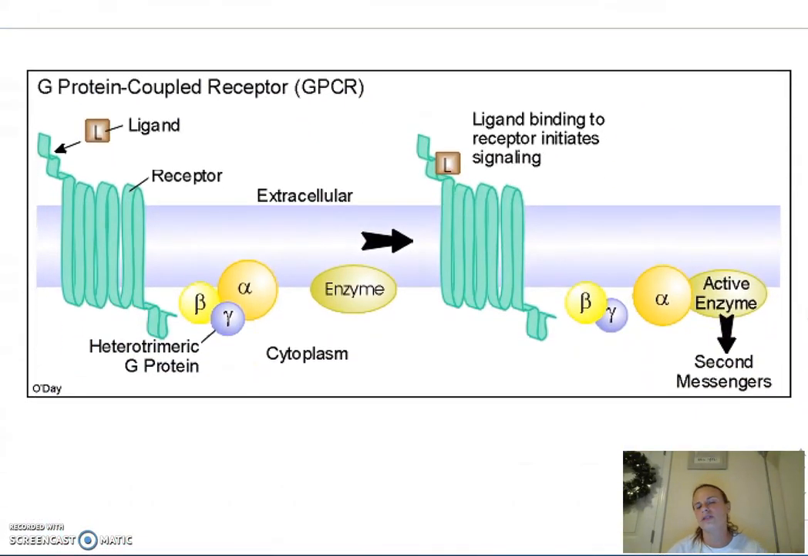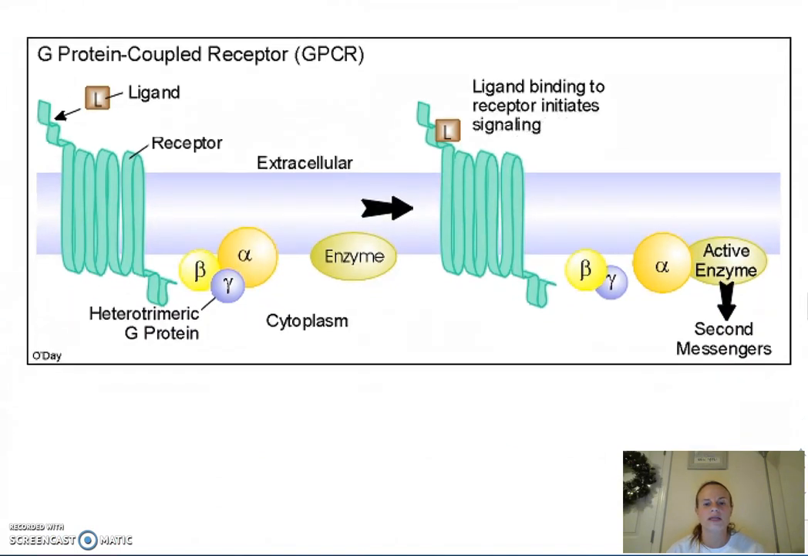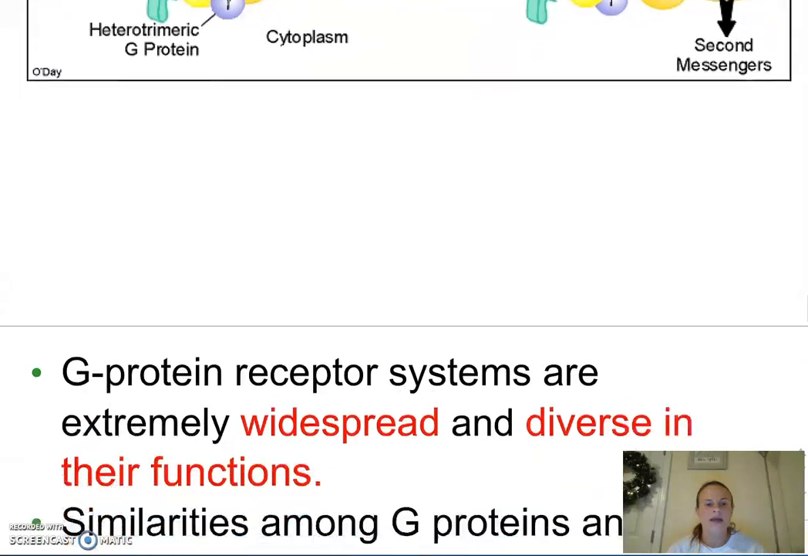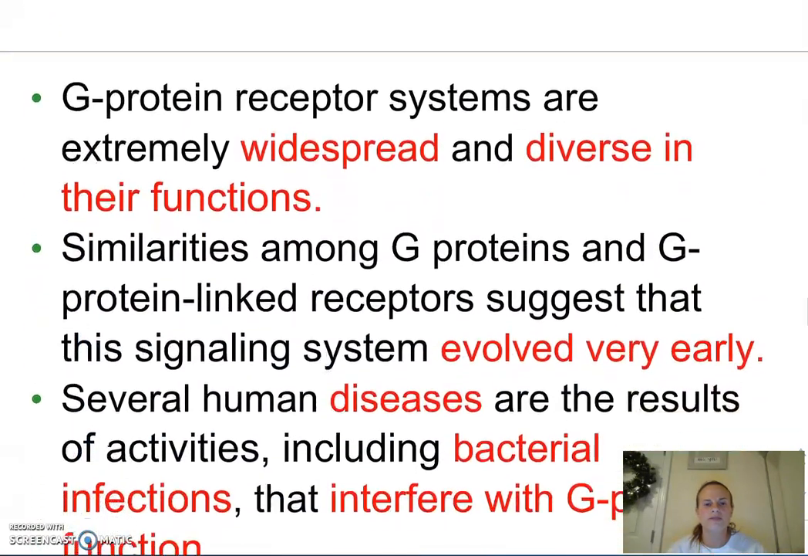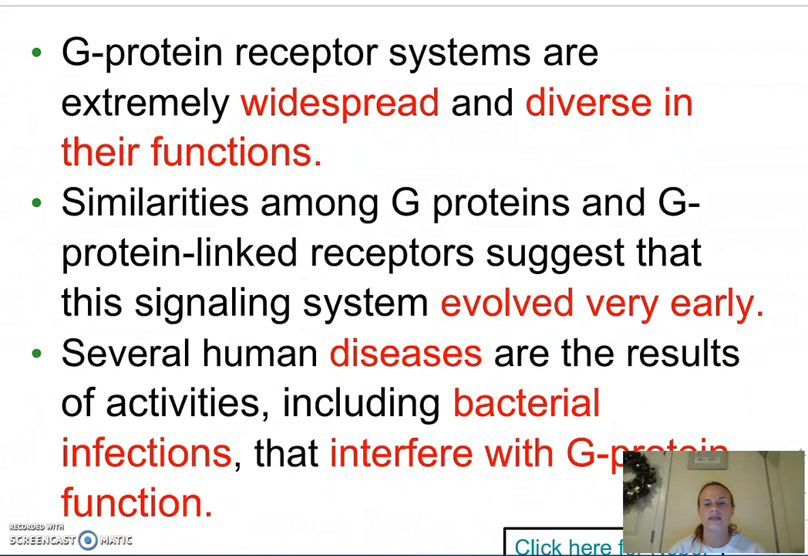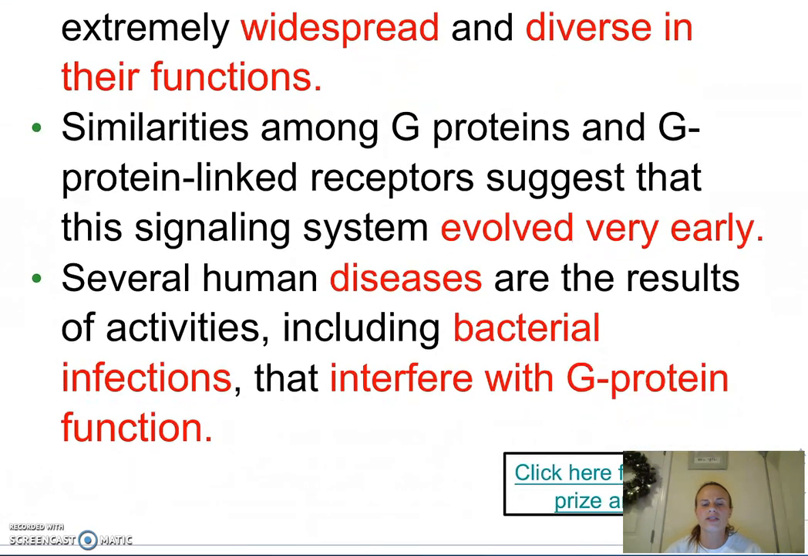So here again is just another depiction of this same G protein coupled receptor. These G protein receptor systems are widespread, they're diverse in their functions, and they seem to have evolved very early. Several human diseases, including bacterial infections, interfere with G protein function.